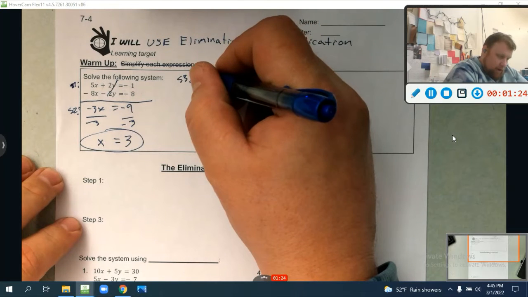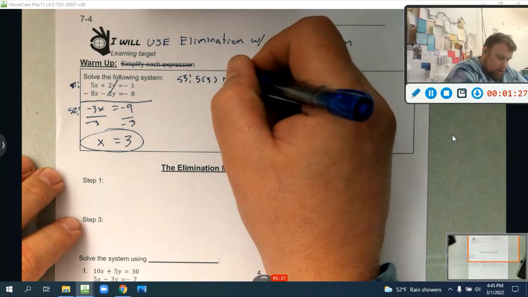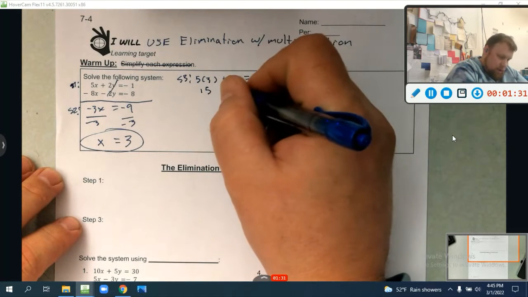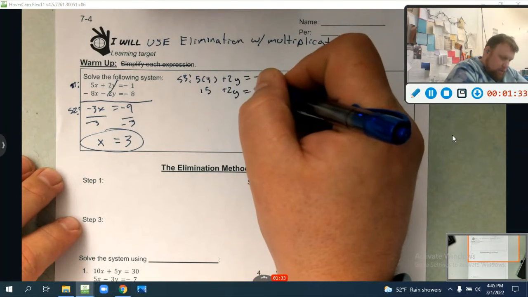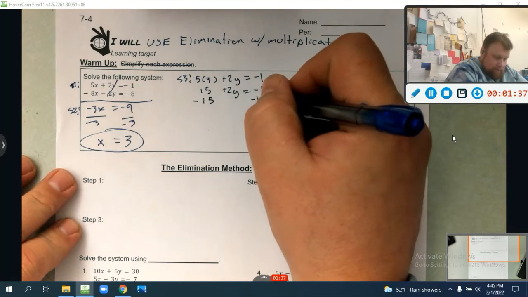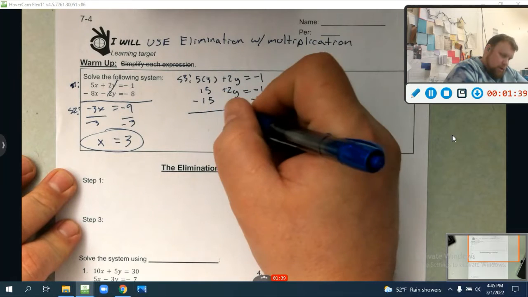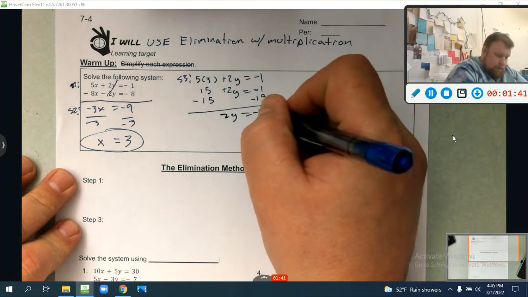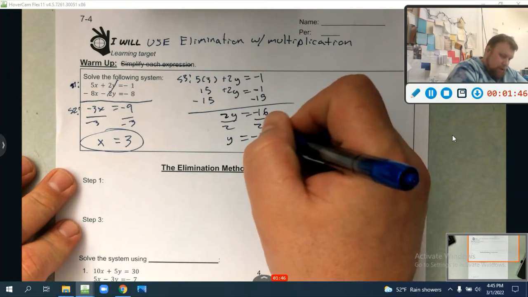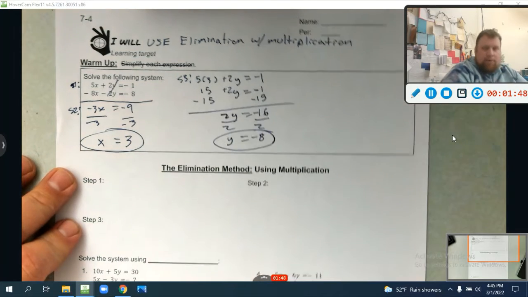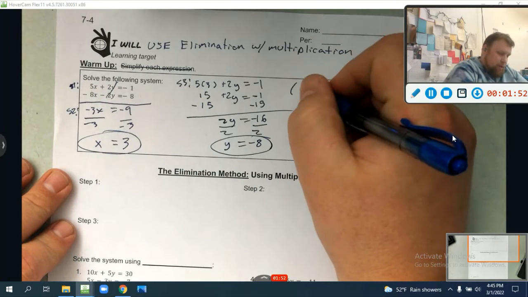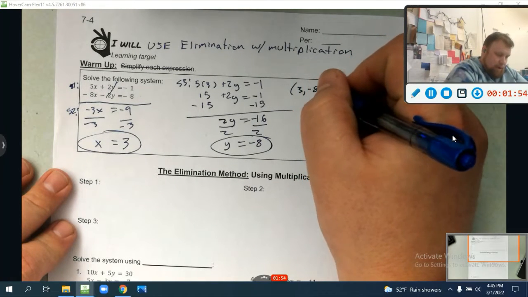So I'm going to have 5 times 3 plus 2y equals negative 1. 15 plus 2y equals negative 1. And minus that 15 from both sides. And 2y equals negative 16. Divide both sides by 2. Y equals negative 8. Boosh. But that's not our answer. Oh, no, little Padawan. It is an ordered pair, which is (3, negative 8).